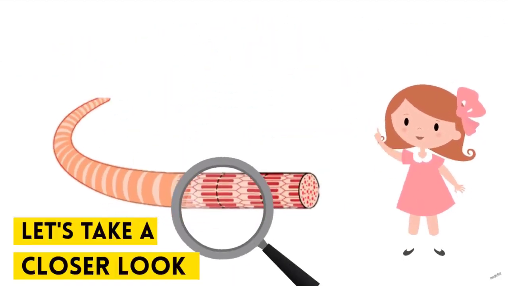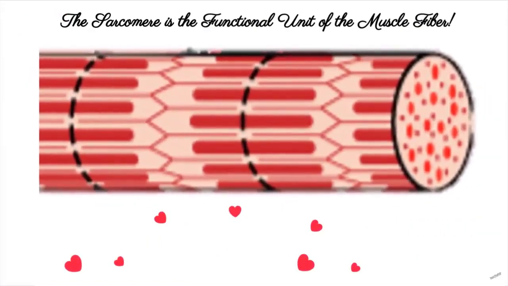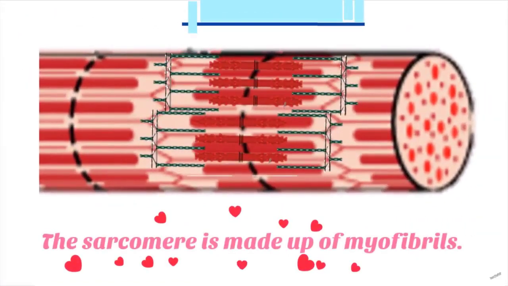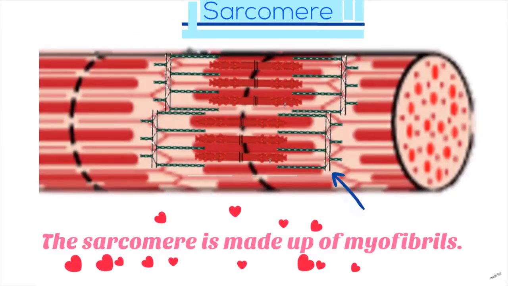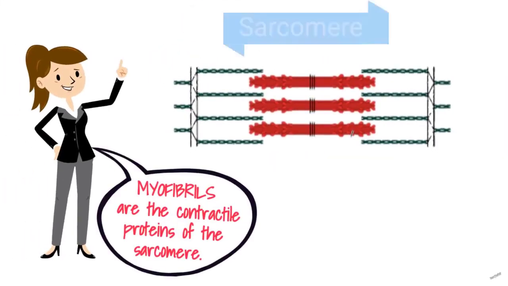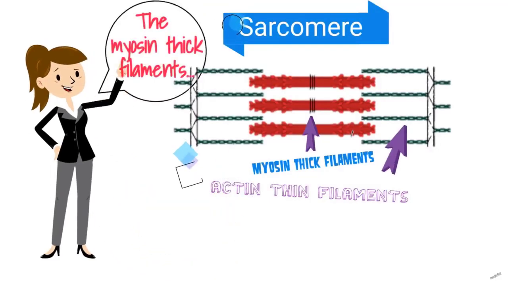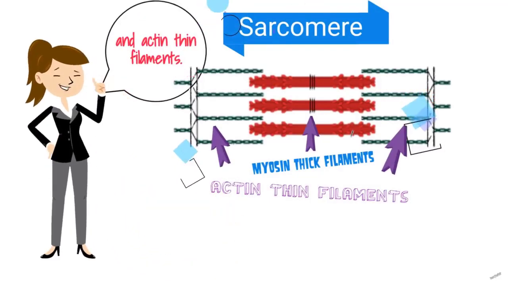Let's take a closer look. The sarcomere is the functional unit of the muscle fiber. The sarcomere is made up of myofibrils. Myofibrils are the contractile proteins of the sarcomere. These are the myosin-thick filaments and actin-thin filaments.